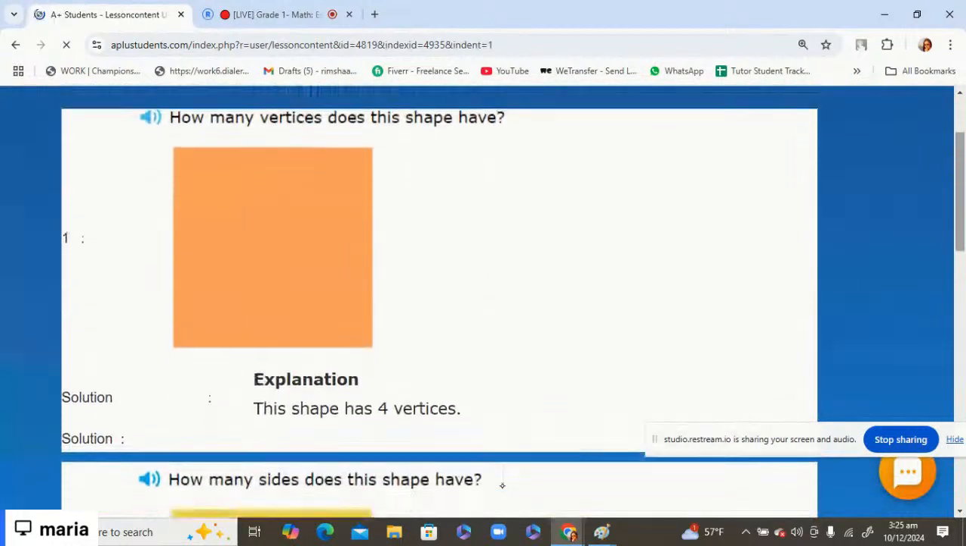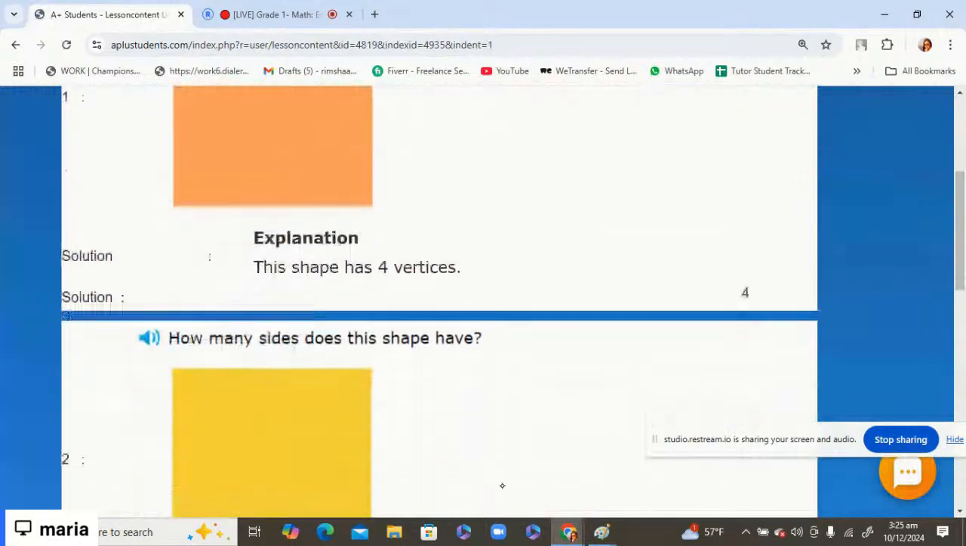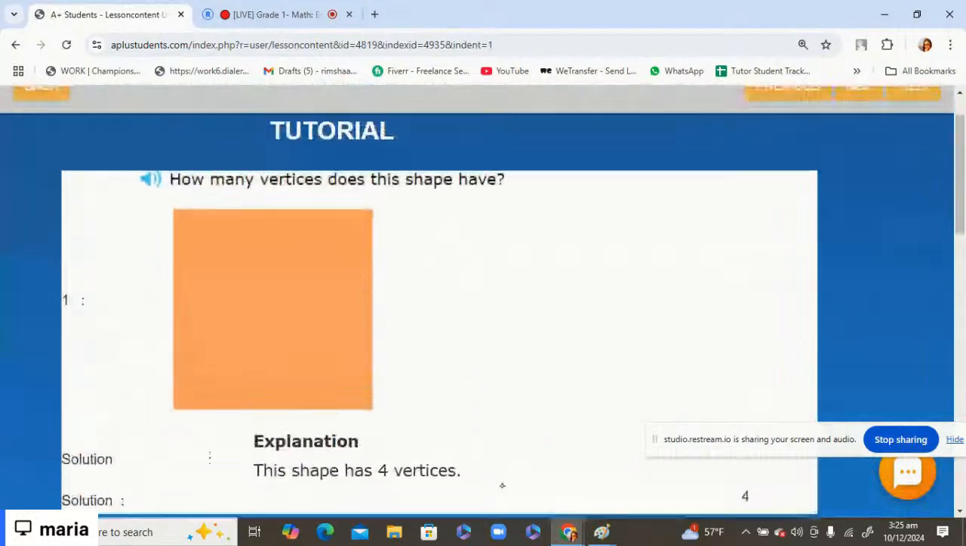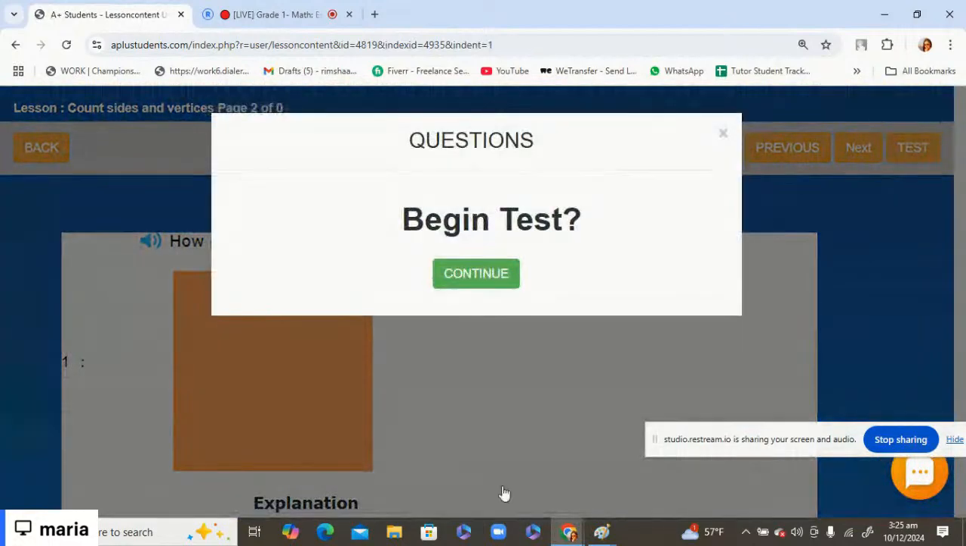So how many vertices does this shape have? Again, the same thing, 4 vertices. These are all 4, 4, and 4. Okay. Let's do the test questions.